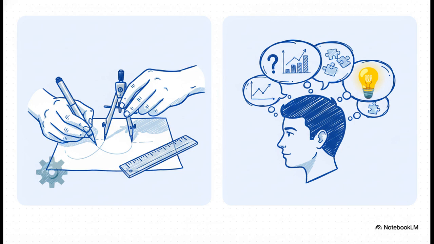AO1, that's all about knowledge and technique. Recalling formulas, carrying out standard calculations. It's basically the doing the math part. But then you have AO2. This is about higher order thinking, analyzing problems, interpreting results, communicating your reasoning. This is the thinking like a mathematician part.